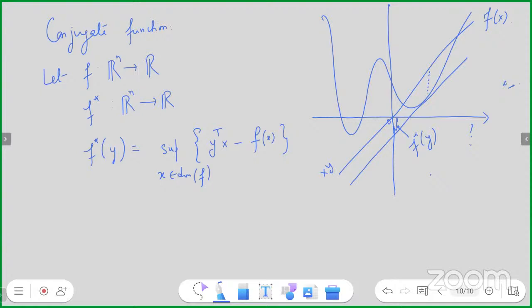So this function is clear. It's an important function. It keeps coming up in many different places. Okay. Now, claim.